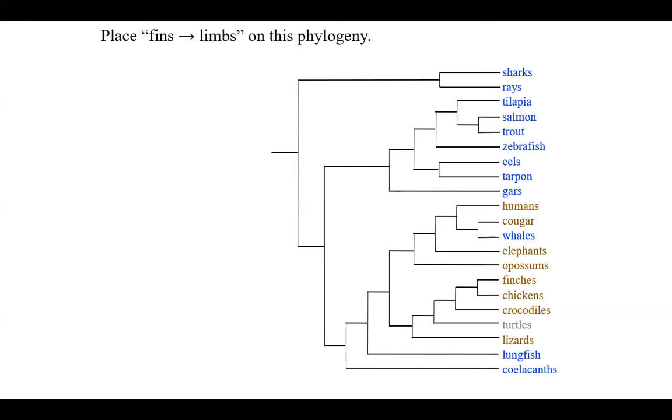So if you had to put a tick mark on this tree, somewhere on one of those lineages, where you think maybe fins evolved into things we call limbs, where would you put that tick mark? Go ahead and talk to each other.